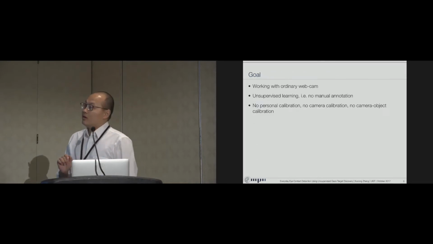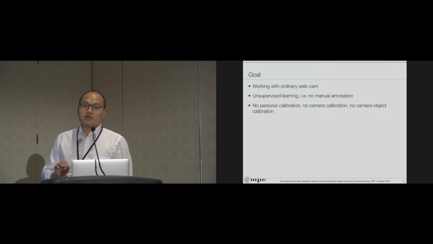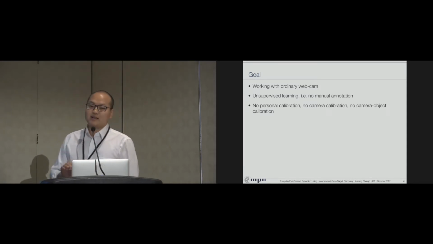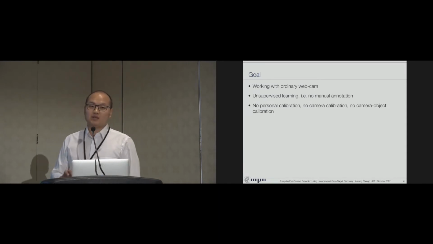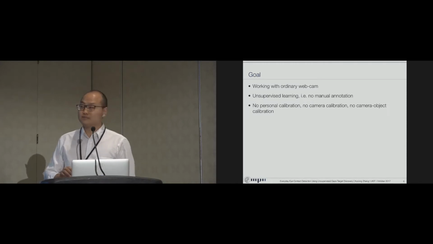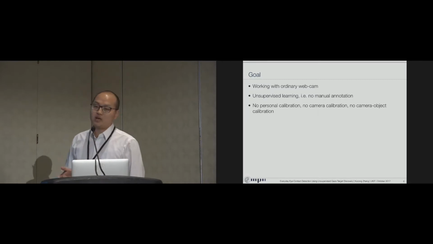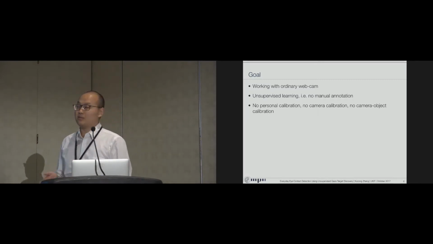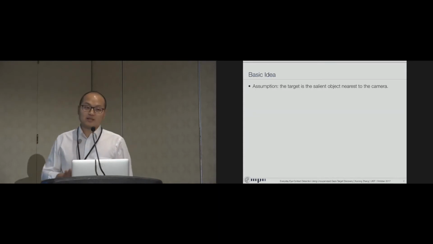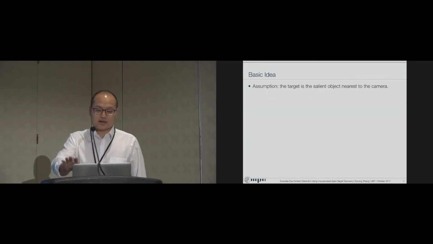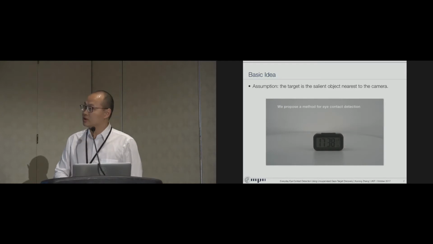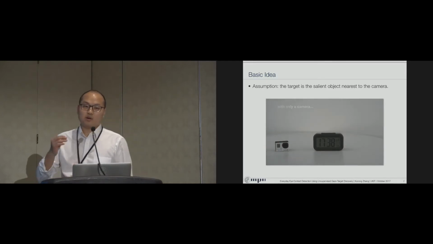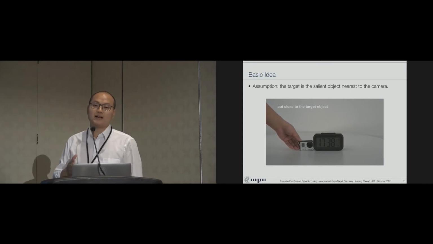So the goal of this work is to propose an eye contact detection method that can work with an ordinary web camera, and we want to apply unsupervised learning so that there is no human annotated data. And lastly, we don't want any calibration, including personal calibration, camera calibration, or camera-object calibration. So the basic idea is that we assume that the target is the salient object nearest to the camera, so that we propose a method where you just need one camera and put it close to the target object.